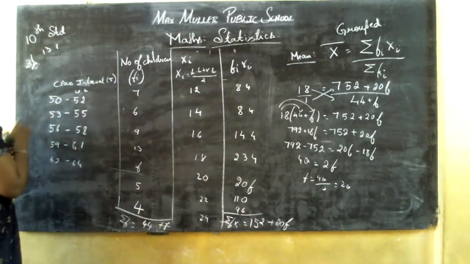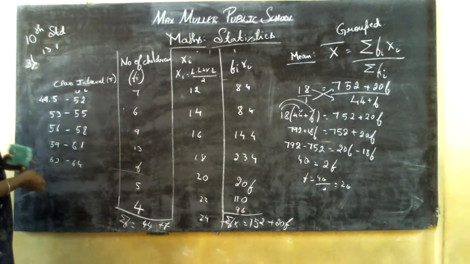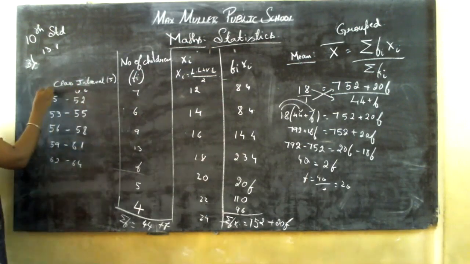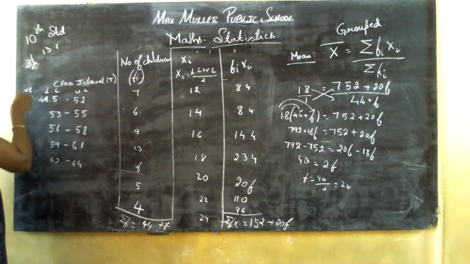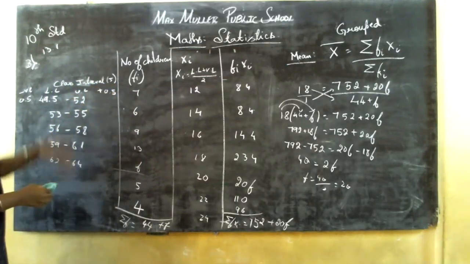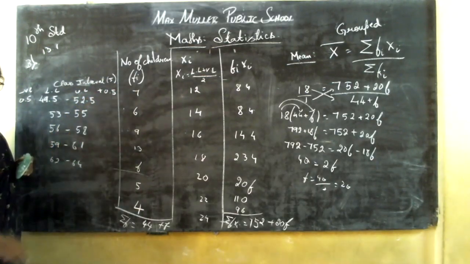If you subtract 0.5 from the lower limit, what happens? 49.5 you get, correct? For the lower limit, you are going to subtract 0.5. For the upper limit, you are going to add 0.5. Did you understand? For the lower limit, you subtract 0.5. For the upper limit, you add 0.5.